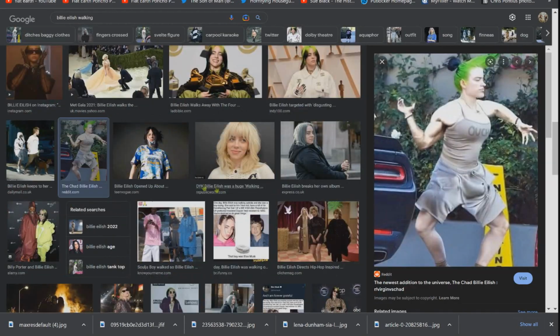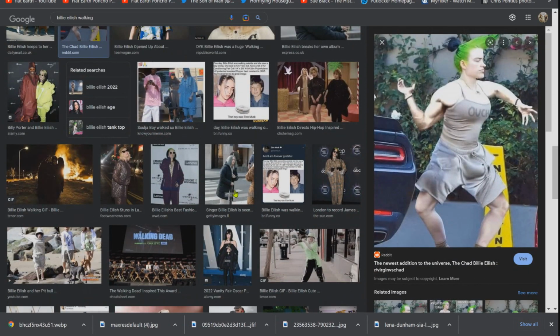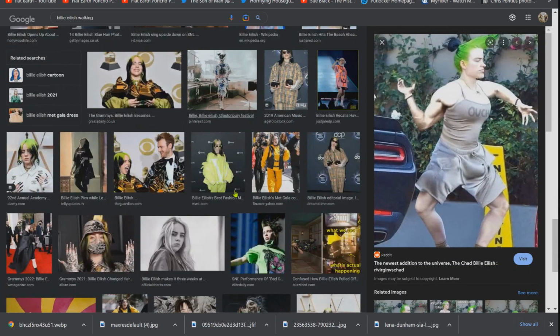What is that? Is that a photo? No, it's a photo. That looks real. Hello. I'm saving that. That wasn't going Chad there. Billie Eilish, that's what it is. It's the masculine one. Oh my gosh.